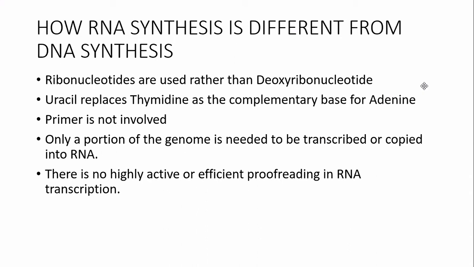Okay? Fifth and last, there is no highly active or efficient proofreading in RNA transcription. Why? Okay, compared to DNA synthesis, meron tayong tatlo. We have the DNA polymerase 1, 2, and 3. Given that DNA polymerase 3 is the one that elongates and adds the deoxynucleotides, while DNA polymerase 1 and 2 proofread. Dito walang protein or enzyme na gumagawa ng proofreading. Okay? Sa RNA transcription mo. So please remember this 5. This is a very important concept.